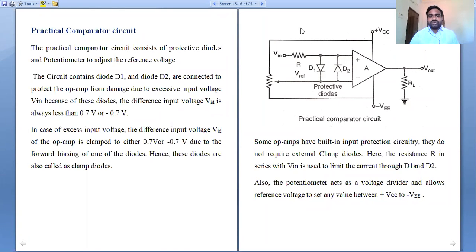So similarly, in this discussion of a practical comparator, see the practical comparator. What type of comparator is this? Just anyone respond in the chat box. What type of practical comparator is this? We already discussed this in the previous segment, right? Somebody responded. This is a positive terminal connected, a positive comparator, in the sense it is a non-inverting comparator. Right, correct. It is a non-inverting comparator where the input voltage is connected to the non-inverting terminal and the reference voltage is connected to the reference terminal.